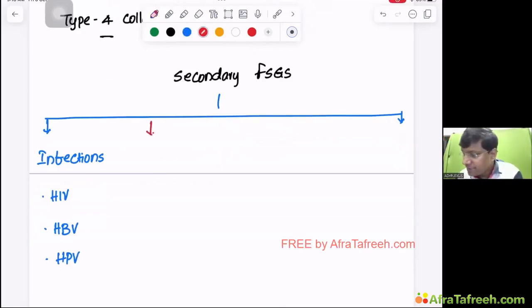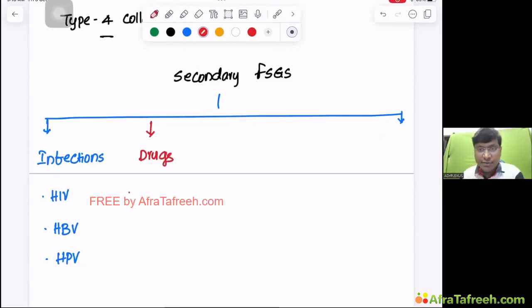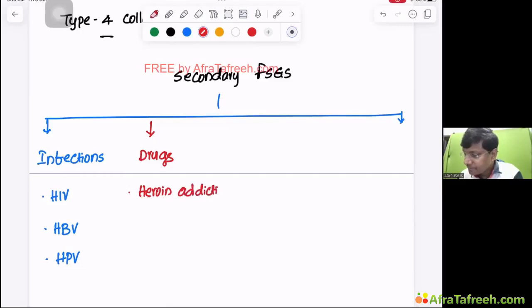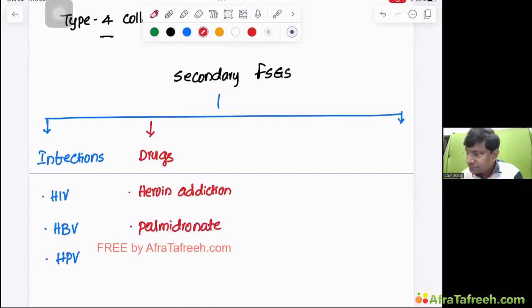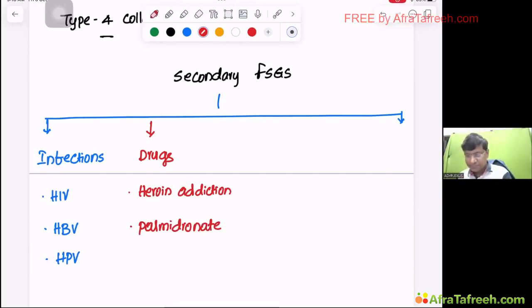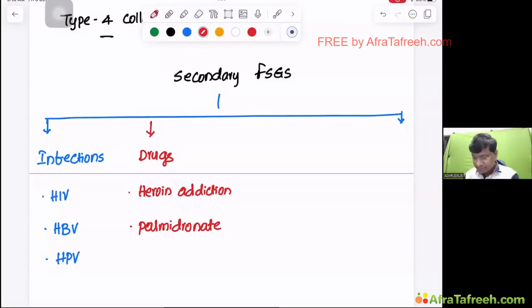And then we have drugs which can cause secondary FSGS. And these particular drugs include the heroin nephropathy or the heroin addiction. And next is pamidronate. So can anyone tell me what is pamidronate? Yes, what is pamidronate? Right, very good. So pamidronate, it is the bisphosphonate.